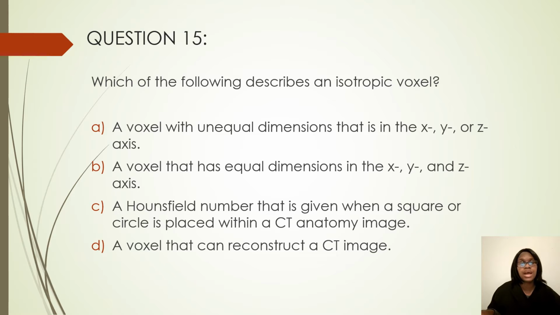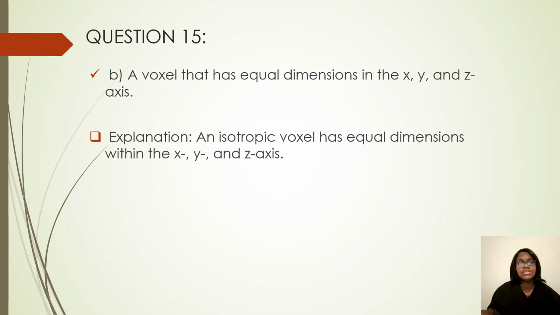Which of the following describes an isotropic voxel? A voxel that has equal dimensions in the x, y, and z axis. So just keep that in mind.